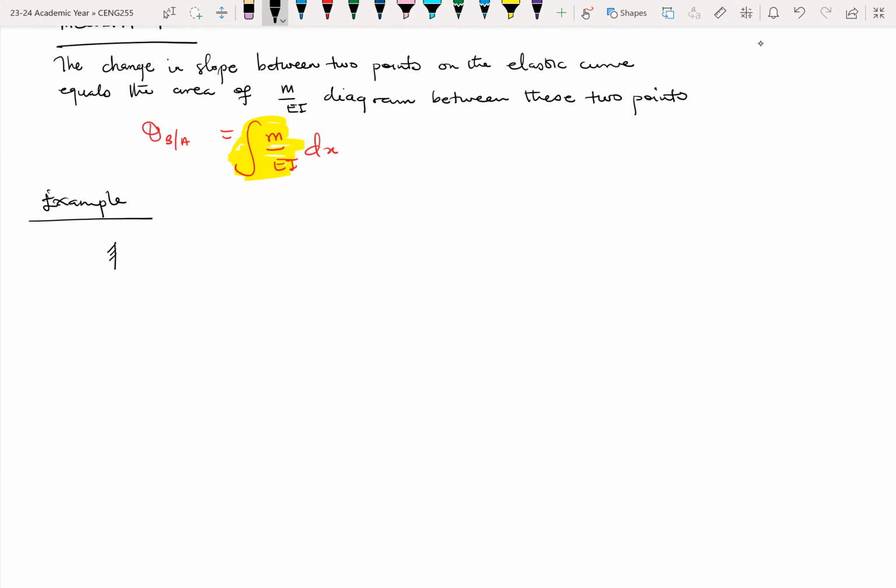Let's say I have a cantilever that has a load at the end, P. The length of the cantilever is L. These are key points: A, C is in the middle, and then B is at the end. So here we are to find theta BA, and then find theta CA.